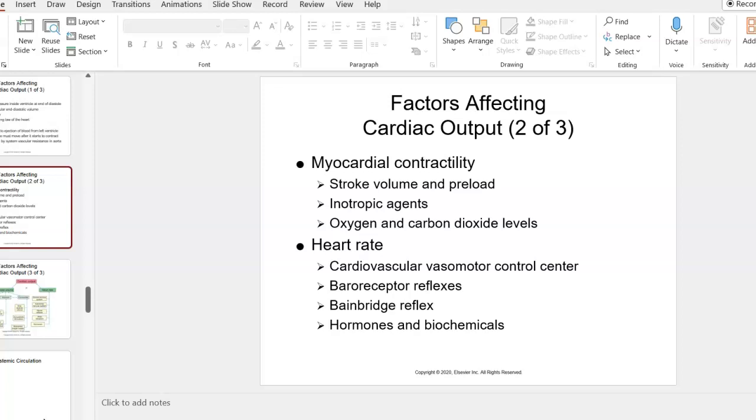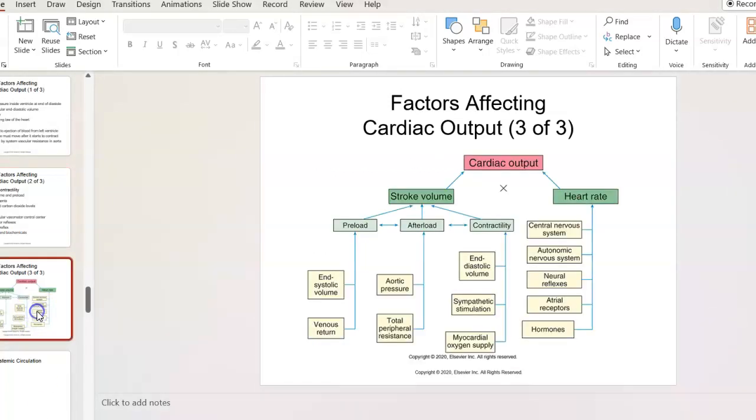Hormones and biochemicals can definitely affect the heart as well. And there are hormones that we will look at specifically from different areas that can affect the heart rate. For example, epinephrine would increase it and cause your heart to race a little bit faster. Here is a chart. If this helps you, you can check it out.